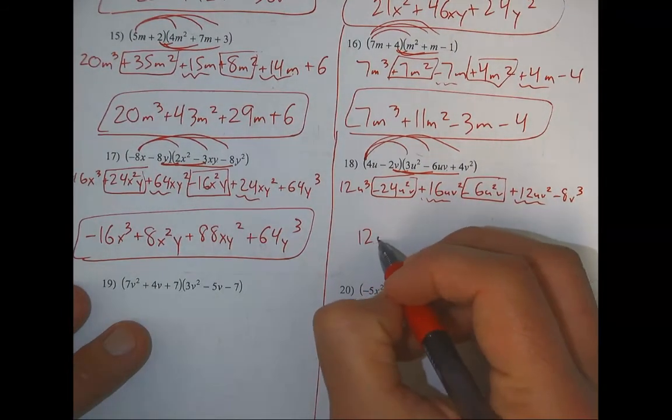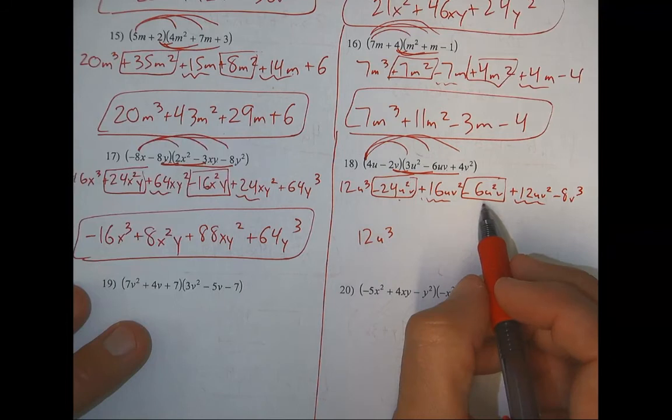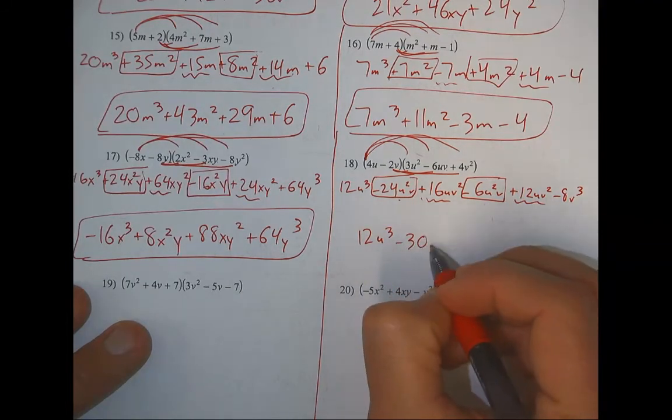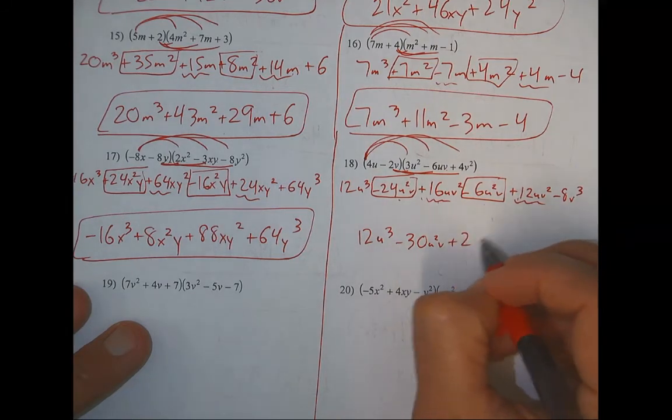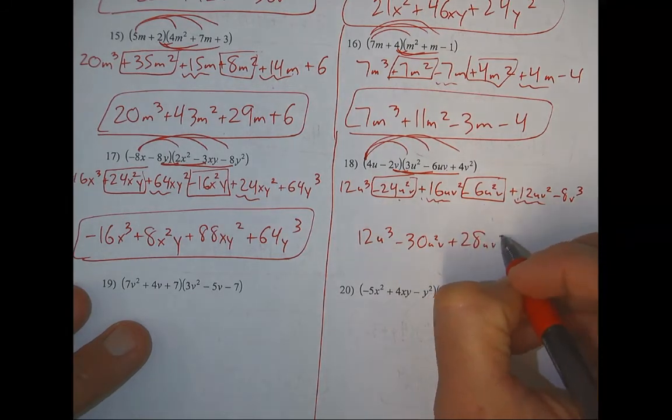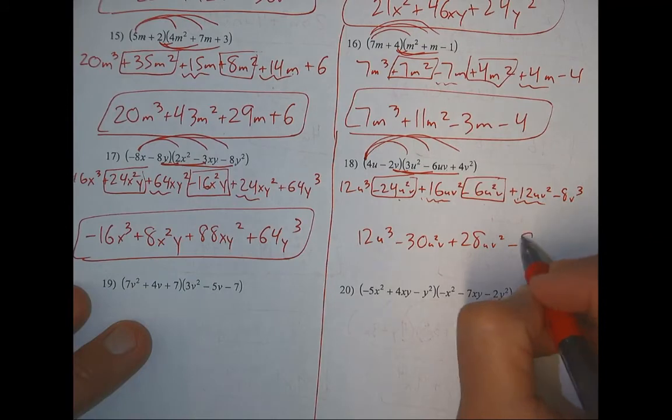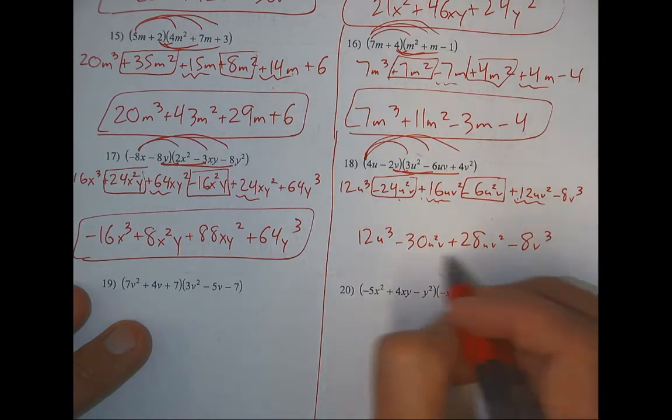So we've got 12u to the third. This and this is negative 30u squared v. This and this is 28uv squared. And then minus 8v to the third at the end.